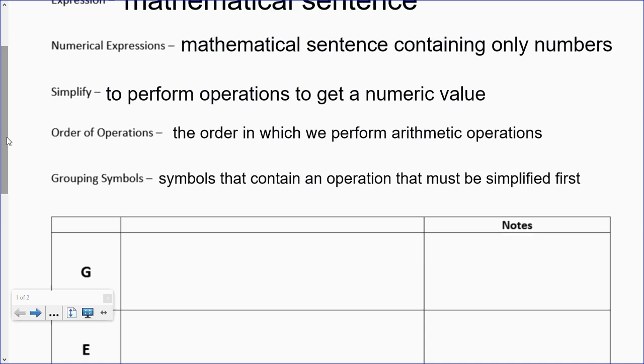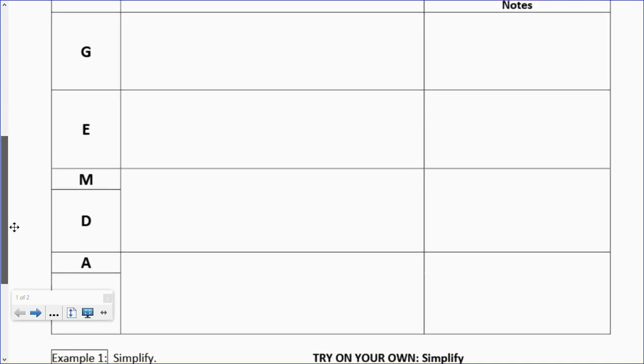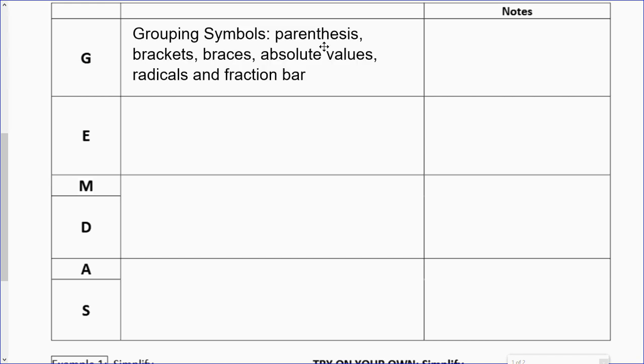So here is the order of operations. You guys might have learned it as PEMDAS, but now we're calling it GEMDAS. Okay? GEMDAS. And we start with a G now because we're not just talking about parentheses, we are talking about grouping symbols. So that does include the parentheses. It also includes brackets, braces, absolute values, radicals, and the fraction bar sometimes.